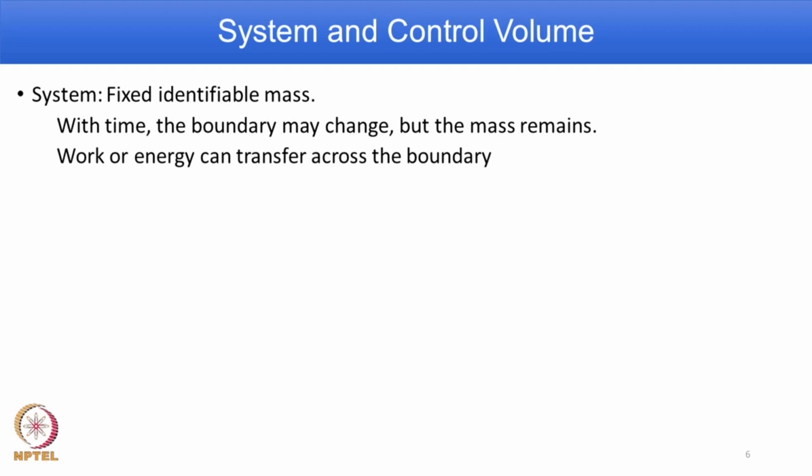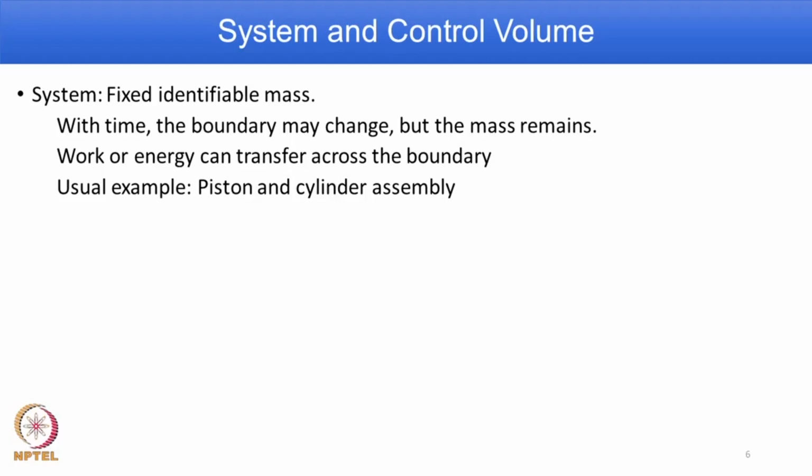So, across the boundary you can have a work or energy transfer. The usual example given is a piston and cylinder assembly. A certain quantity of gas is inside the cylinder and the piston moves back and forth, the mass remains the same, and you have an energy transfer happening across the boundary as the piston moves back and forth.